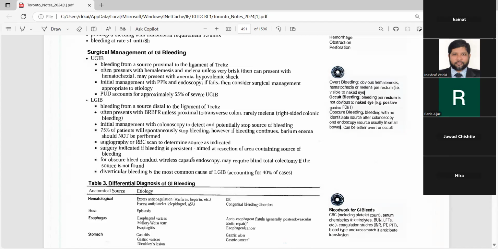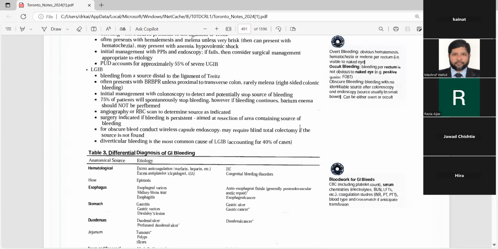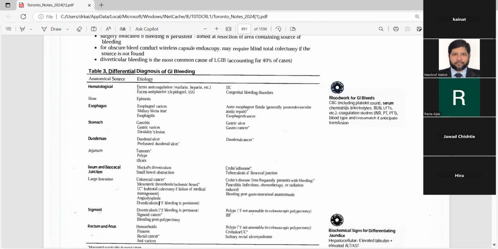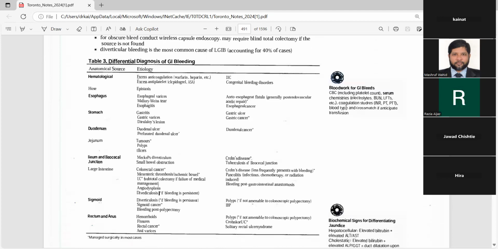Then overt bleeding, obvious hematemesis and hematochezia. You can read this one, occult bleeding. So it's basically that one. Differential diagnosis, blood work for the GI bleed. So mainly, sometimes a patient can come and say, oh, I have GI bleed, blood in vomiting, but it was one episode and I was at home.